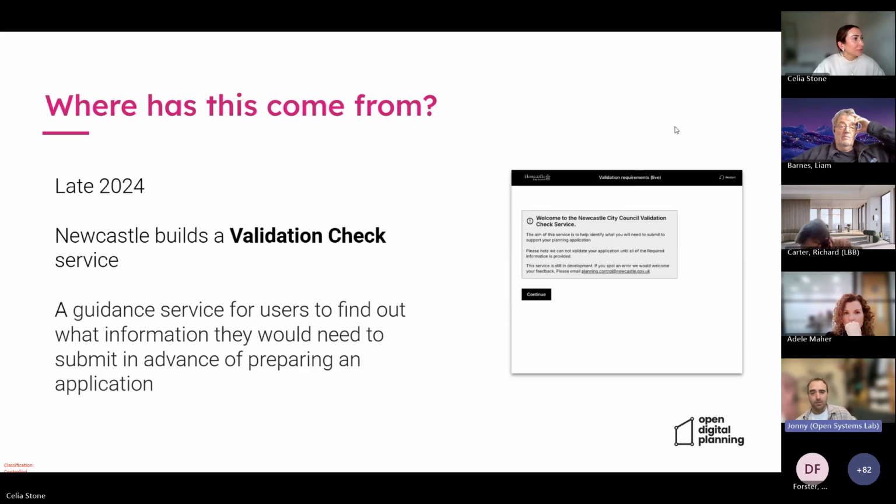So just a bit of background to where this work has come from. Around a year ago, back in late 2024, Newcastle, one of the ODP councils, identified a need for and subsequently developed what they've called a validation check service. This is a standalone guidance service for users to find out what information they would need to submit in advance of preparing an application. The service covers a number of consent types, including householder planning permission. Next slide, please.